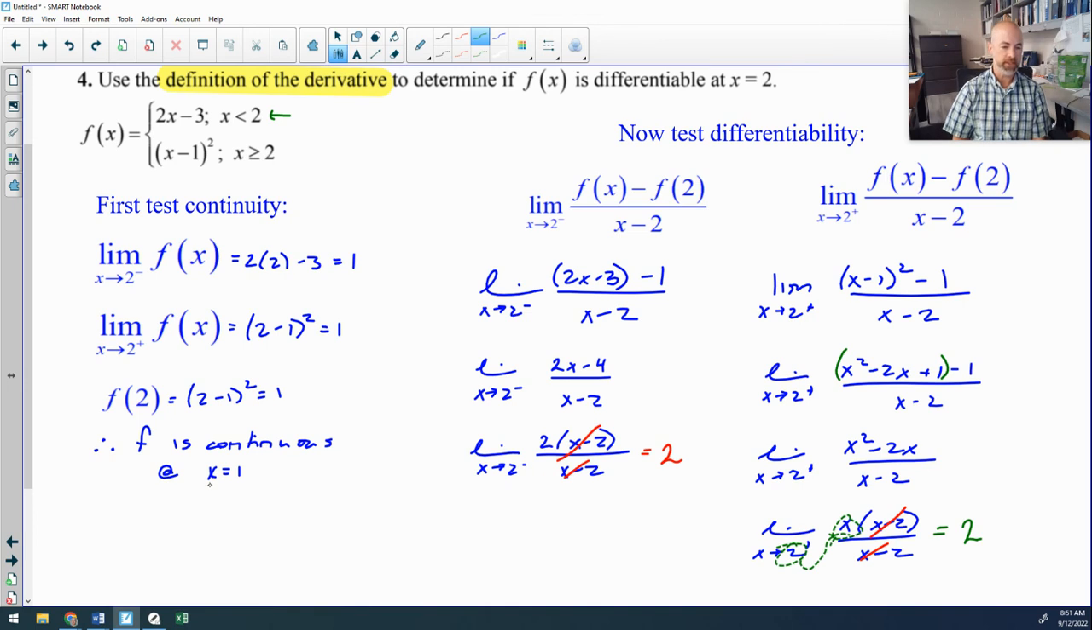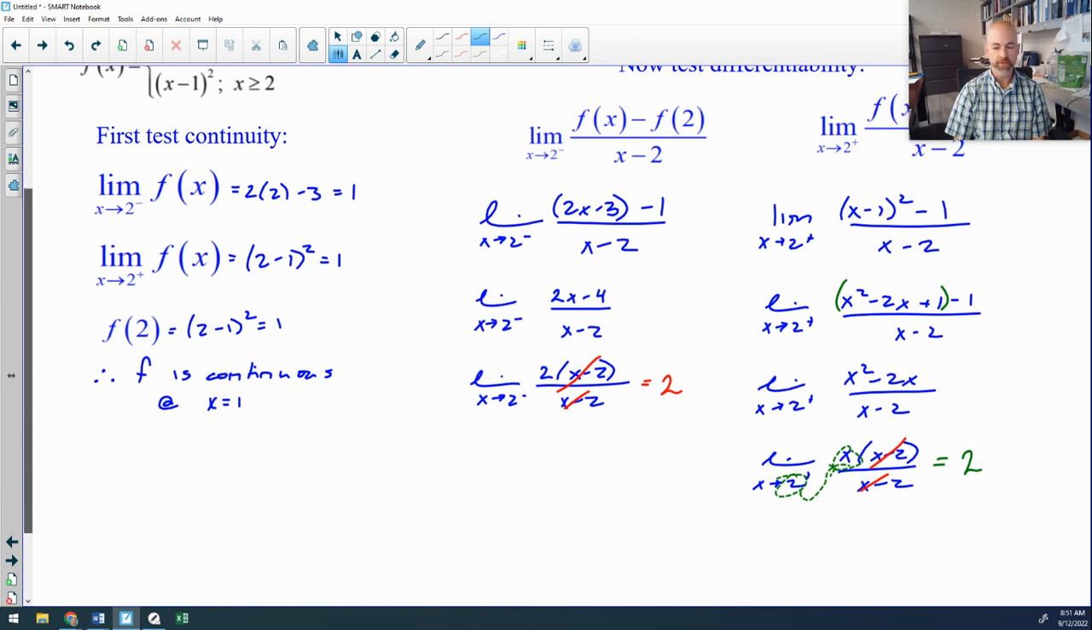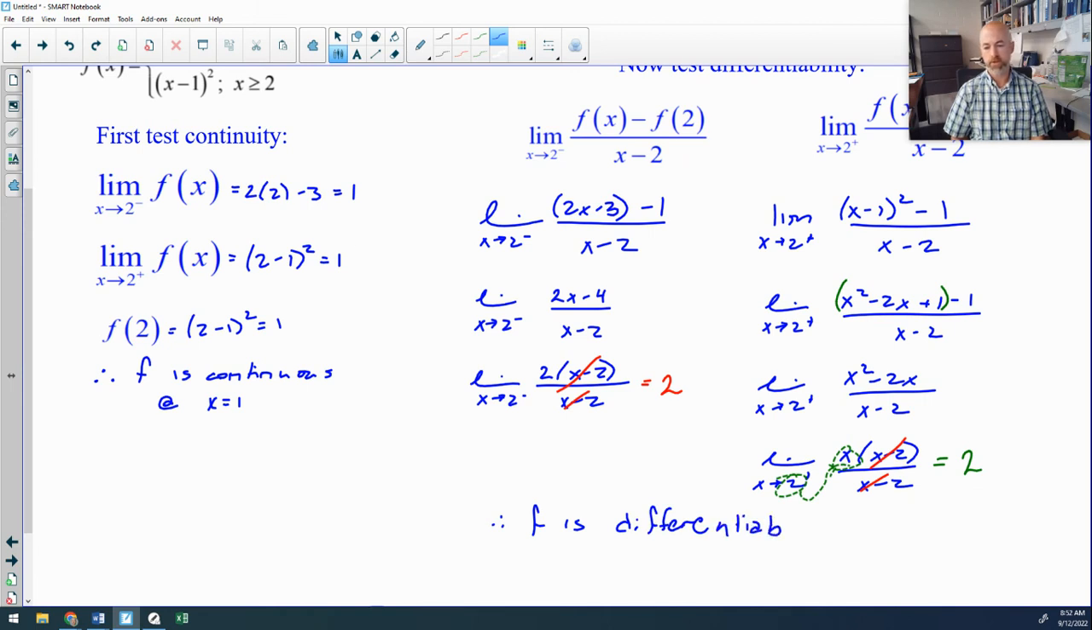So the function is continuous. We have shown that the left side and right side limit derivatives do both approach 2. Therefore, f is differentiable at x equals 2. Differentiable at x equals 2. So there is maybe a not so quick rundown on differentiability and how to prove differentiability.